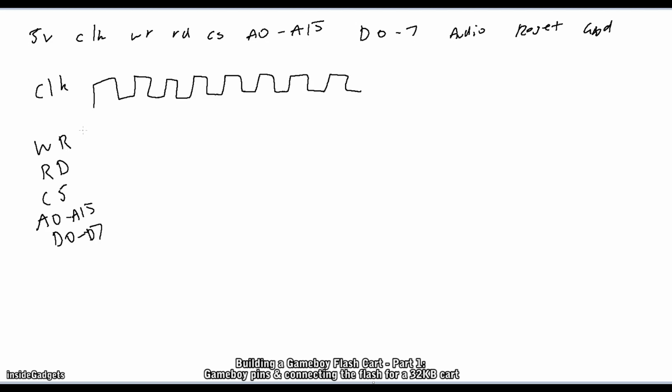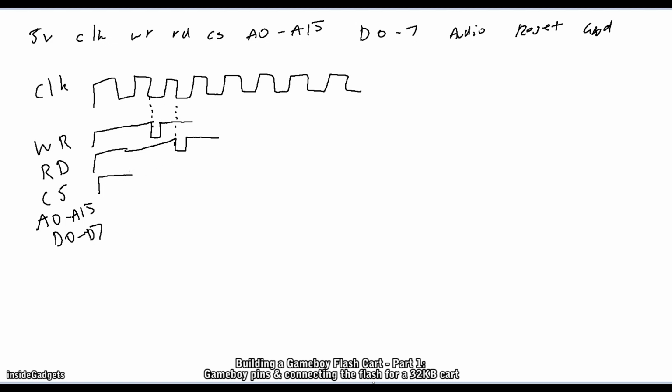Let's look at how the Game Boy interacts with the game cartridge. So we've got our clock up here, and we've got the write, the read, chip select, the address lines, and the data lines. By default, these 3 control signals are high, and when the Game Boy wants to access, for example, a write to the cartridge, it just pulses it low. And when it wants to do a read, it will pulse this one low. And both of these happen when the clock is low.